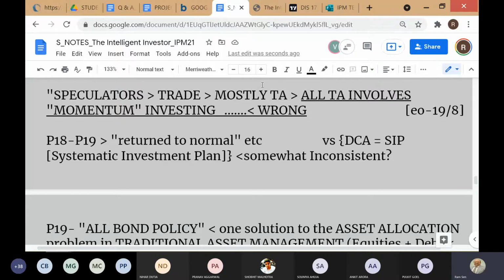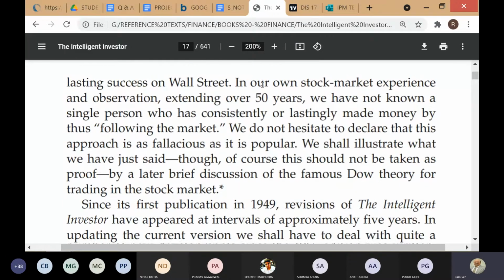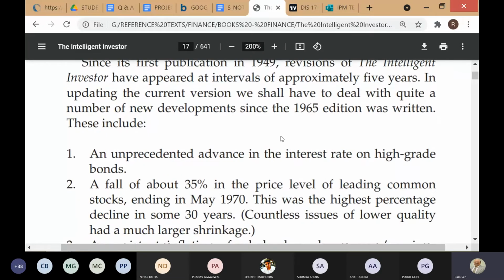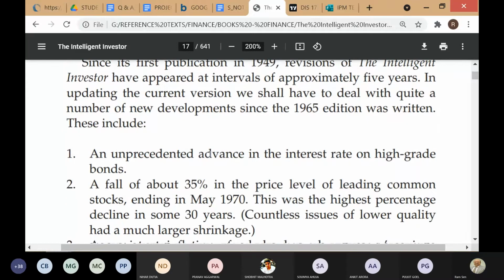So let's go to page 18, 19. So see what we have. This is following the market. So it's after 16. This is 17. Okay, I'll just run through. I don't have any remarks, so that means there's not much here. This is just a historical narration, like what happened here, etc. So we don't have too much to comment on here.